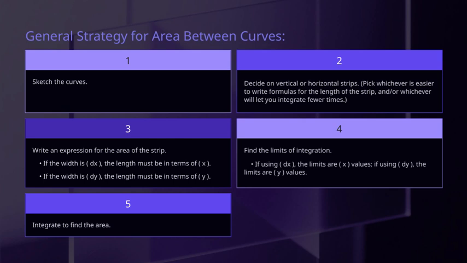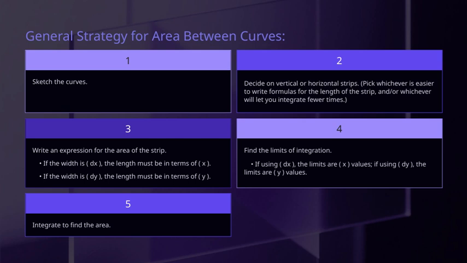Deciding whether to use vertical or horizontal strips can make a big difference. I suggest choosing whichever is easier to write formulas for, especially when calculating the length of the strip, or when it reduces the number of integrations needed.